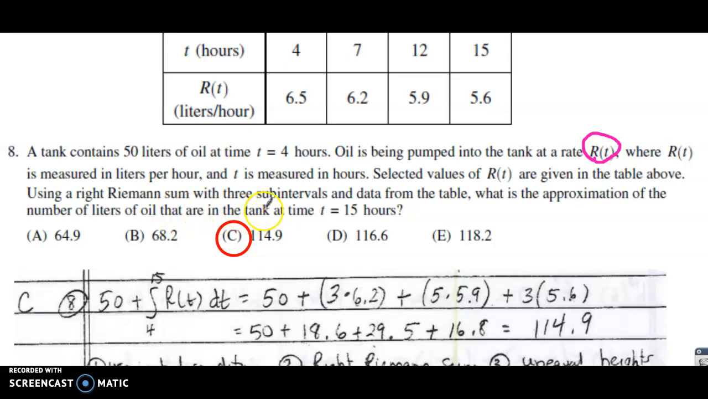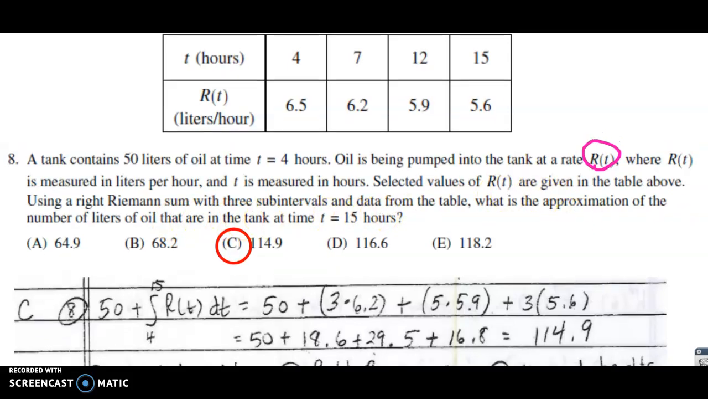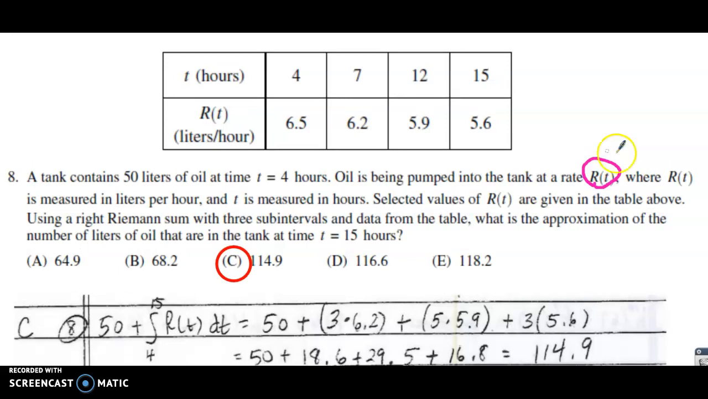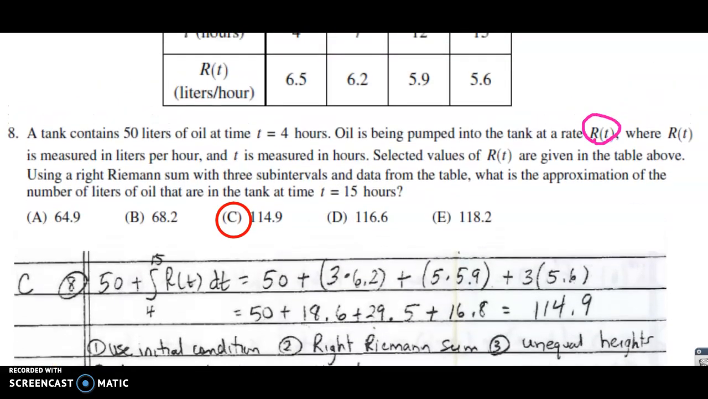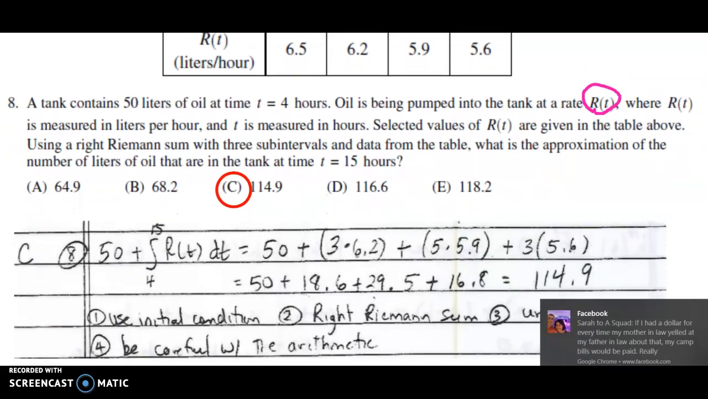Use a right Riemann sum with 3 subintervals and data from the table. So remember, with Riemann sums, the main thing you've got to remember is, are the subintervals equal or unequal? So 4 to 7 is 3, 7 to 12 is 5, 12 to 15 is 3. So we do not have equal subintervals, so the bases are going to be different. So for the first, you can see the work.